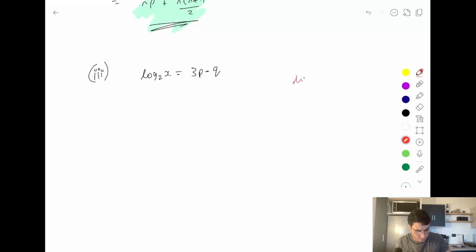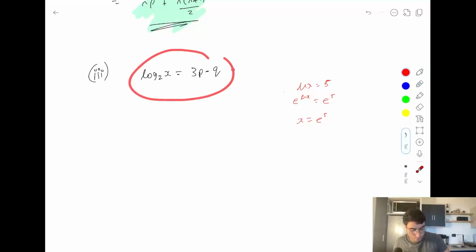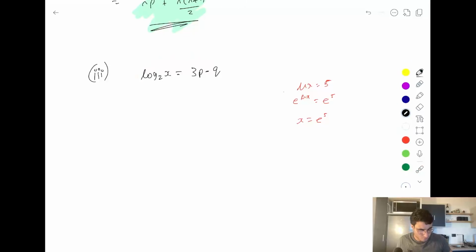Whenever we had like an ln, we'd raise to the power of e, right? So we have, say, ln x is equal to 5, e to the ln x is equal to e to the 5, x is equal to e to the 5. So in this scenario, if we raise everything to the power of e, that doesn't really work though, because e to log 2x, we can't simplify that.